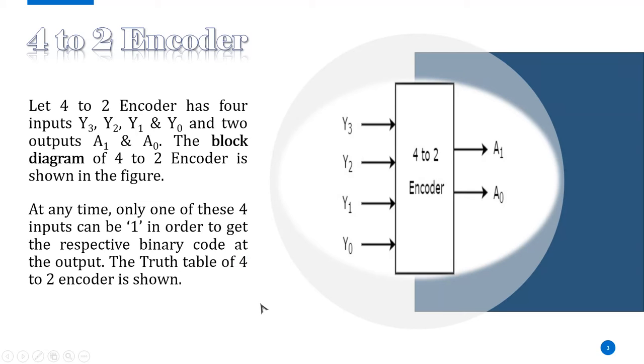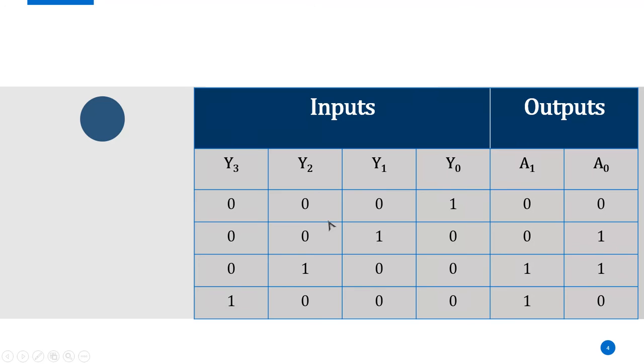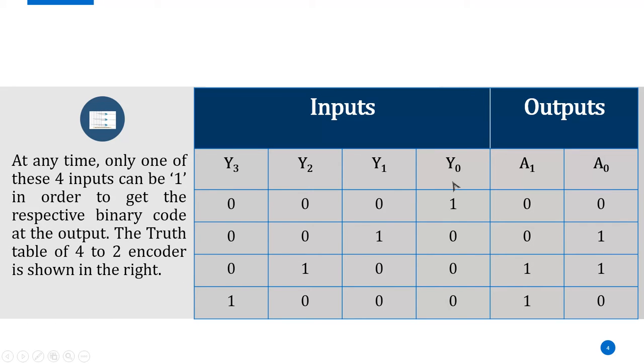At any time only one of the 4 inputs can be 1 in order to get the respective binary code. This is a rule. Now we come to the truth table of the 4 to 2 encoder. These are the inputs, y0, y1, y2 and y3, and the outputs you'll find over here. At any time only one of these 4 inputs can be 1 in order to get the respective binary code. So the ultimate goal is binary code at the output. The truth table is shown on the right.